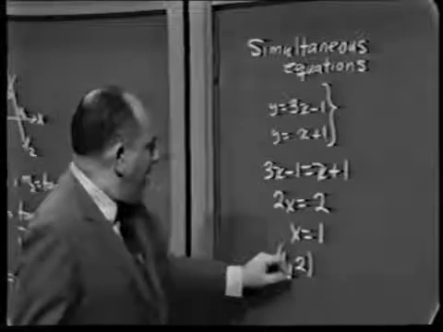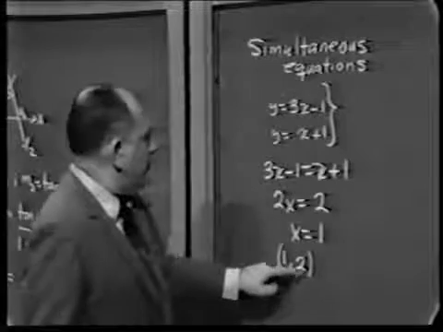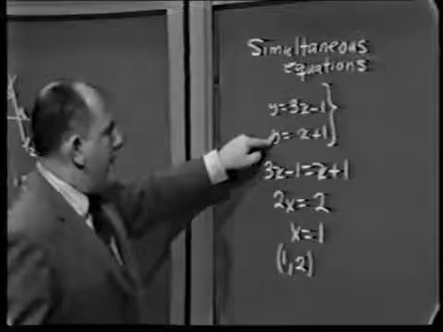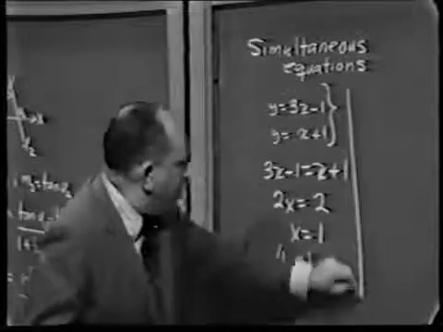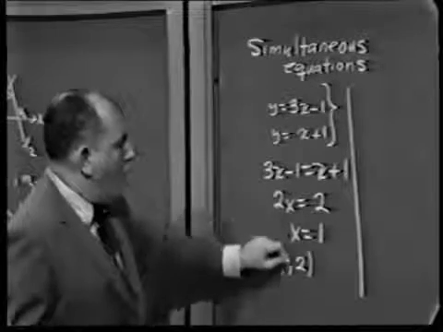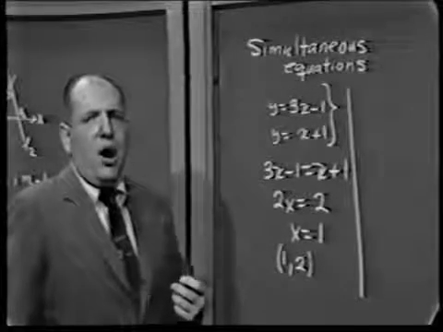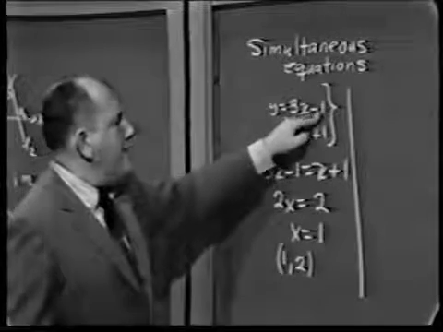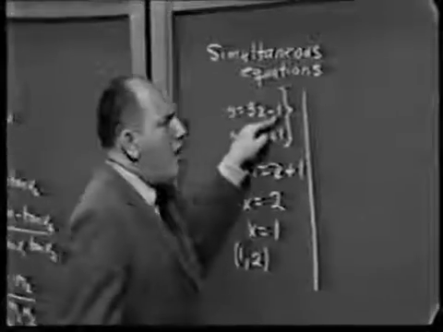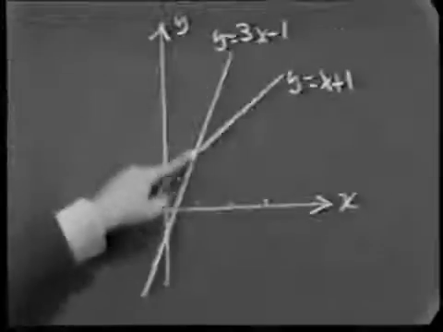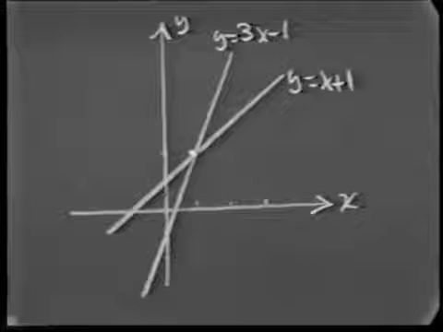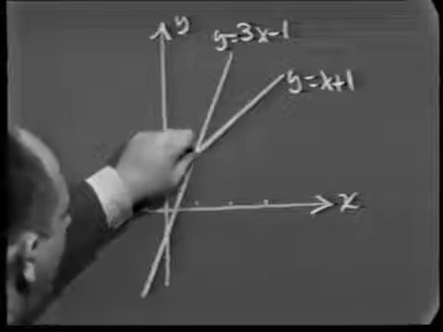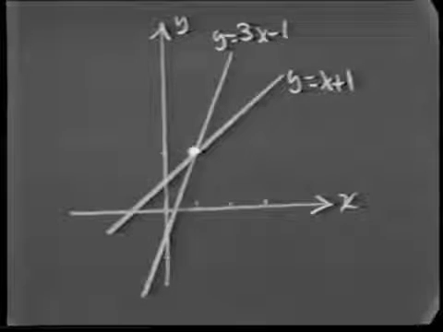In other words, if I want to look at this algebraically, 1 comma 2 is the only member that belongs to both of these two solution sets. Notice how I can solve this purely analytic problem without recourse to a picture. On the other hand, if I want to think of this pictorially, y equals 3x minus 1 is the equation of a particular straight line, and y equals x plus 1 is also the equation of a line. Since these two lines are not parallel, they intersect at one particular point.